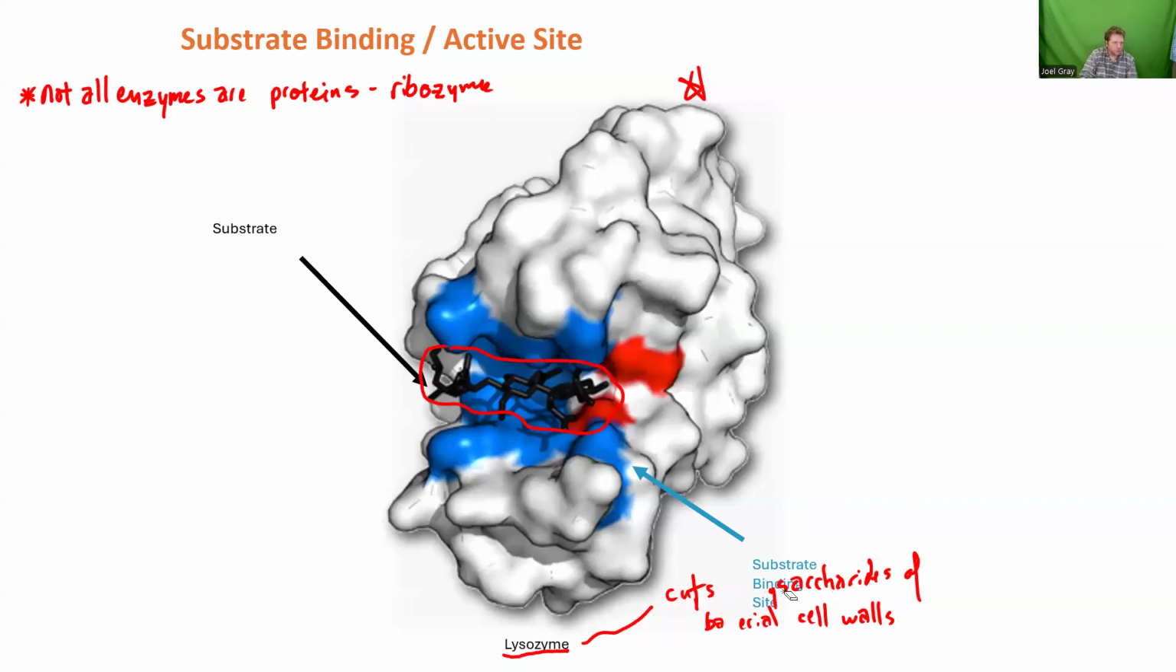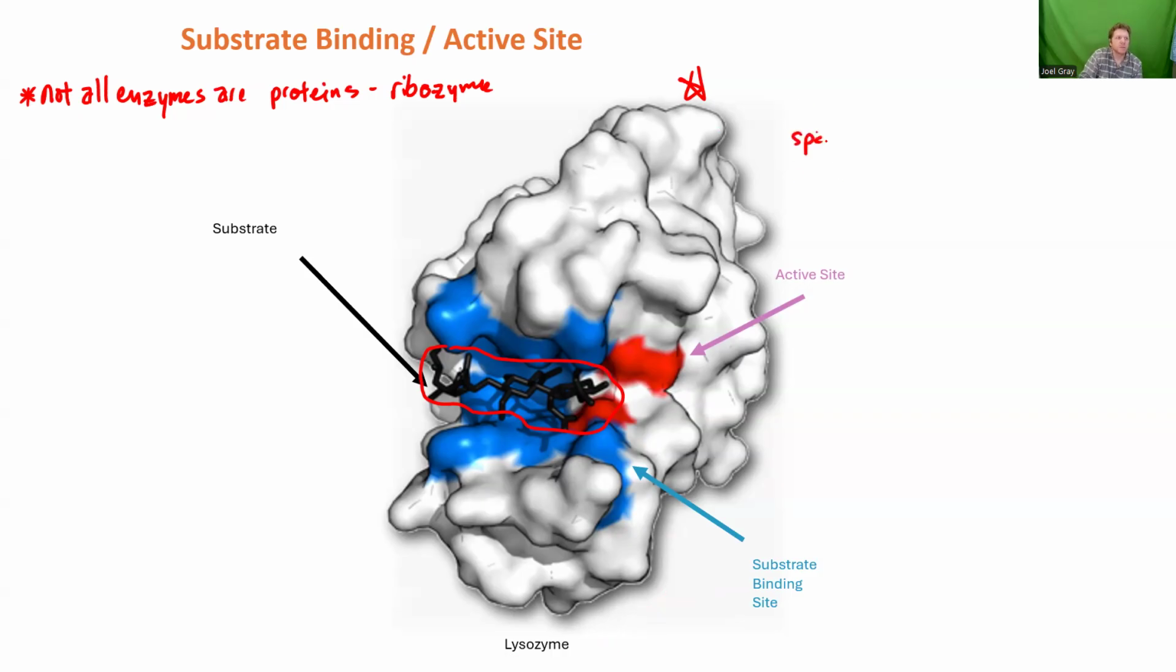That blue region is the substrate binding site. That's basically where the substrate is going to be attracted to on the structure of lysozyme. And the red highlighted region is your active site. Now, this model that is shown here of lysozyme is known as a space filling model.